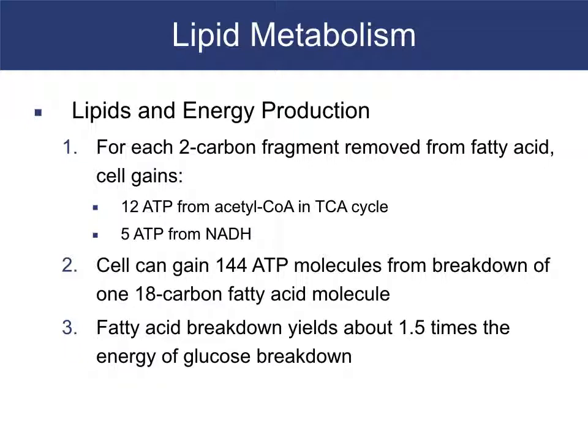For each 2-carbon fragment removed from a fatty acid, the cell gains about 12 ATPs from acetyl-CoA in the tricarboxylic acid cycle, 5 ATPs from NADH. And so from an 18-carbon fatty acid molecule, you can get 144 ATP molecules. Well, I'm not sure if that's really worth memorizing, but I can remember it pretty easy because what's another name for 144?